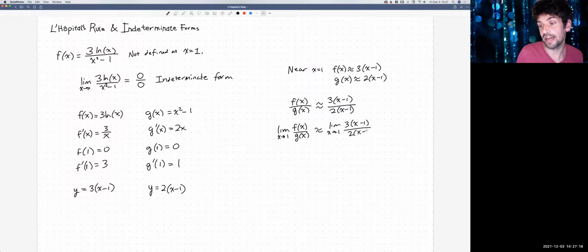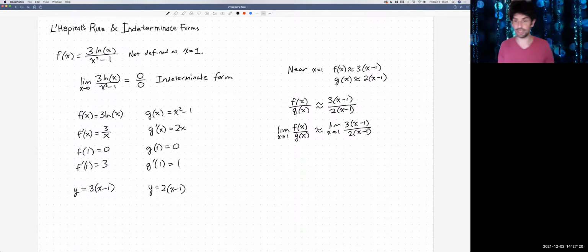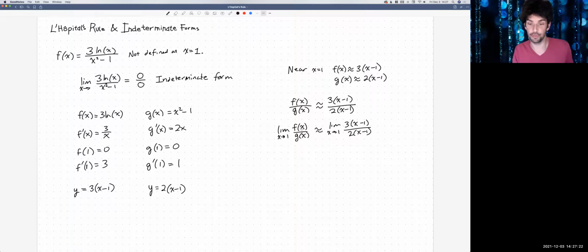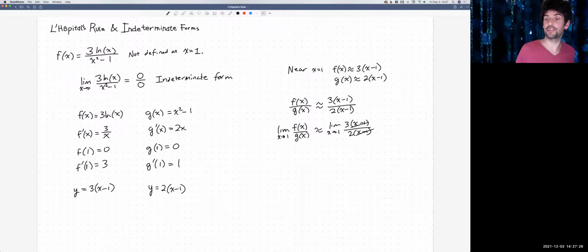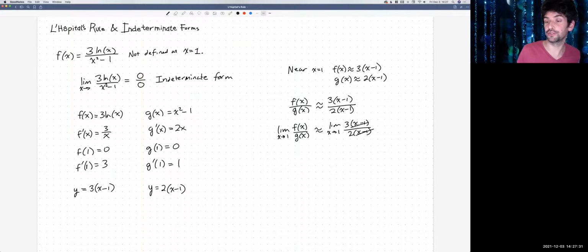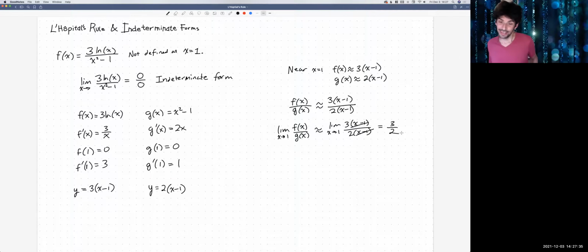Okay? Now, let's notice what happens to this limit on the right. On the left-hand side, we got 0 over 0, but here, we're losing zeros. Those factors that would have given us those zeros are gone, and we're left with 3 over 2, okay?